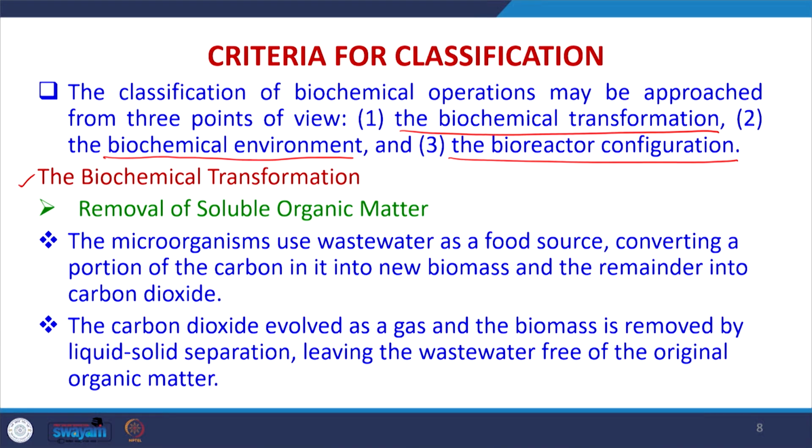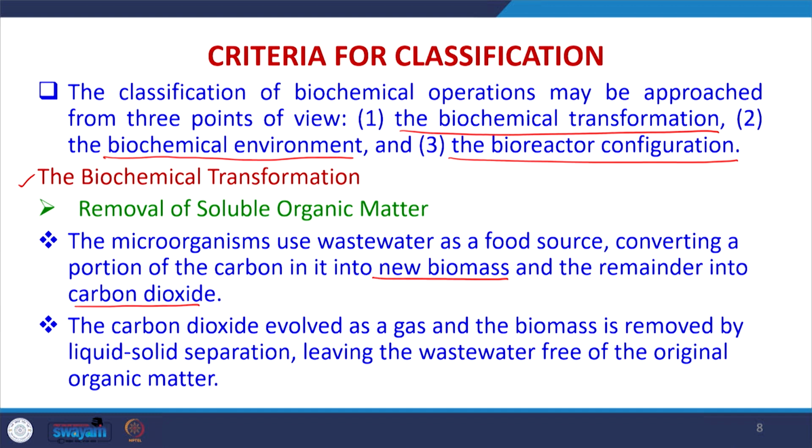The biochemical transformation, first: there are different possibilities during the biochemical transformation. One is removal of soluble organic matter. The microorganisms present in the water use the organic matter inside the water as a food source, and they convert a portion of the carbon present inside the water into new biomass. So, first they generate new biomass, and then the remainder is converted into carbon dioxide. So, the soluble organic matter will generate new biomass as well as carbon dioxide.